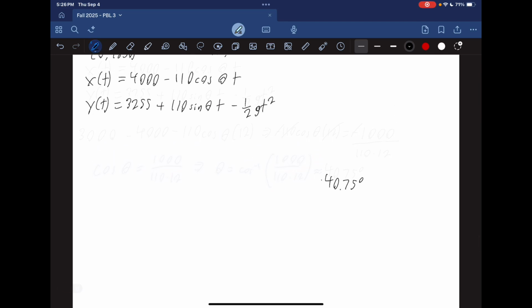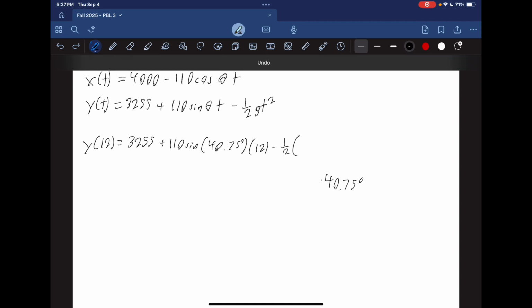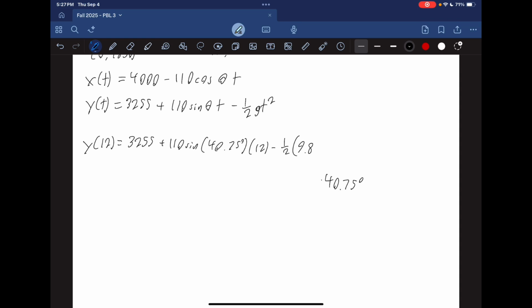So that's our launch angle. So we now have everything we need to solve our y equation. So this is going to be y of 12 equals 3255 plus 110 sine of our new angle, which is 40.75 degrees, times 12, minus 1/2 times negative 9.8, which is our acceleration due to gravity. Actually, I'm sorry, this is going to be positive 9.8 because I put the negative sign right there instead. And then times 12 squared.